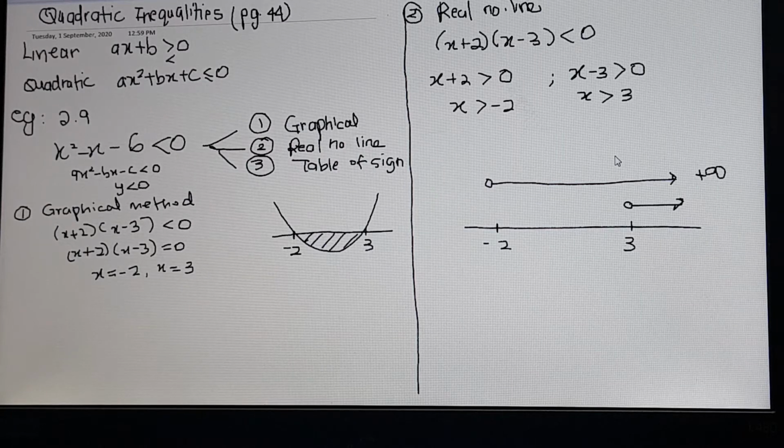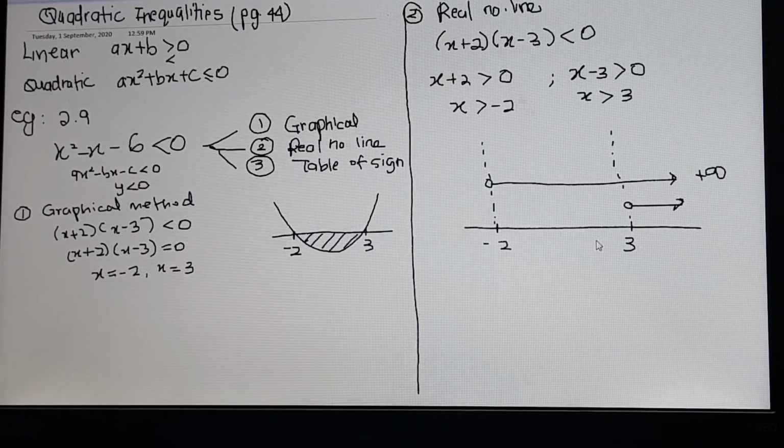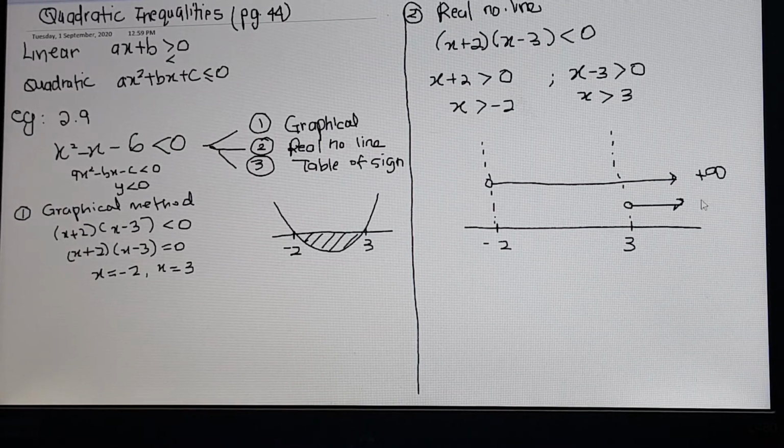Okay, how to solve? What is the solution set? Firstly you divide the number line into 3 areas. The first area is below negative 2. The second area is between negative 2 and 3. And the third area is when x is greater than 3.